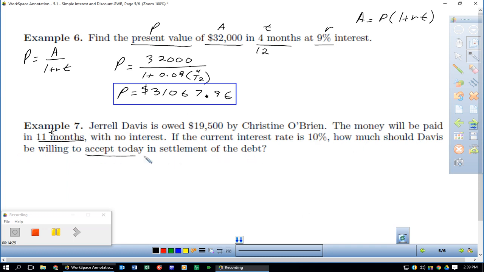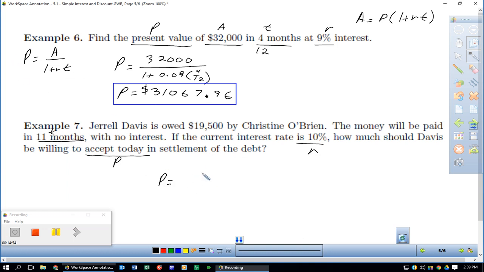So the key thing here is he's accepting it today, so we want to know his present value, the principal. Now we've got a rate right here. But when it's the current interest rate, it means that's the interest rate he could get if he invested that money. So we've got time, principal, rate. That's everything we need. So for the principal, I'm going to use this version of that formula here.